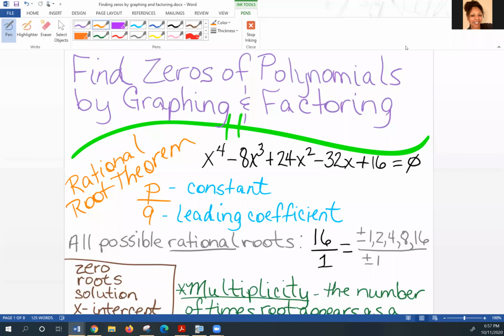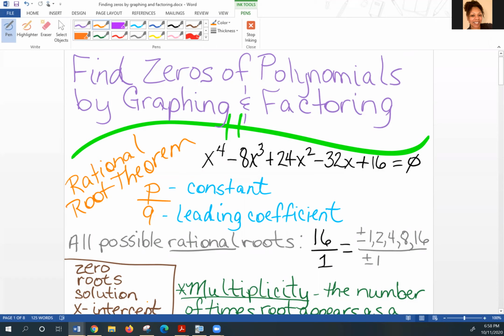In previous videos, I discussed solving and factoring polynomials. This video will discuss finding zeros of polynomials by graphing and factoring. You'll need to be familiar with terms such as multiplicity, which is shown at the bottom. You will also need to know that the words zero, root, solution, and x-intercept are often used interchangeably, but they mean the same thing.